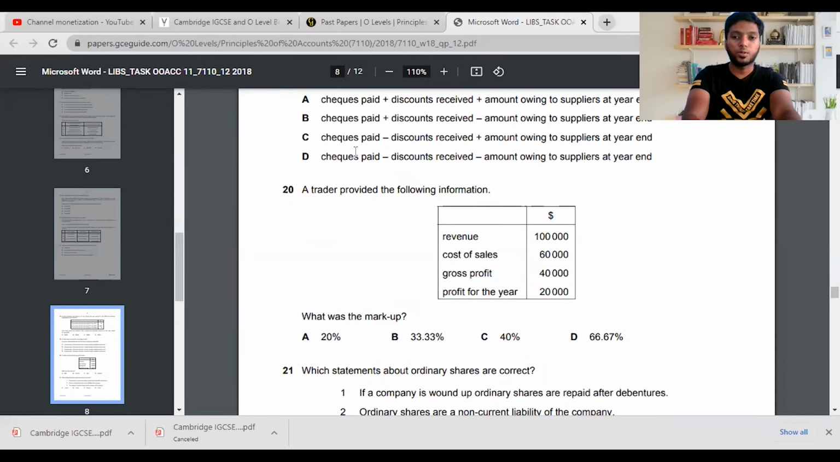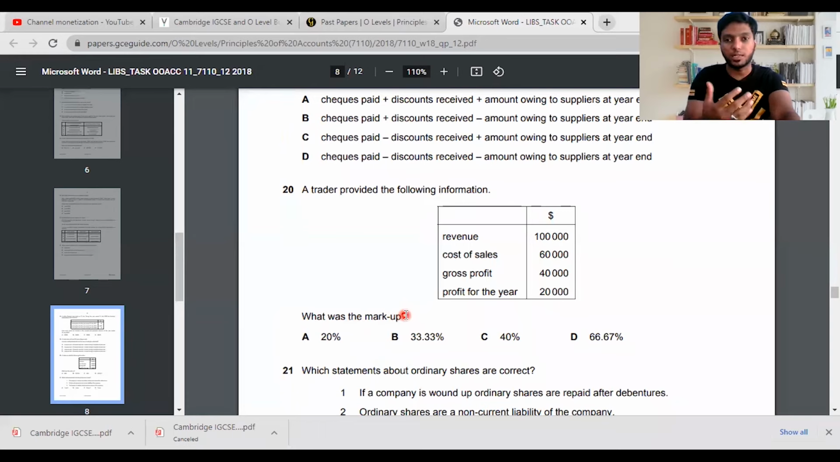So let's move on to the 20th MCQ. A trader provided the following information. They are given revenue 100,000, cost of sales 60,000, gross profit 40,000, profit for the year 20,000. And they're asking you to calculate what the markup was.